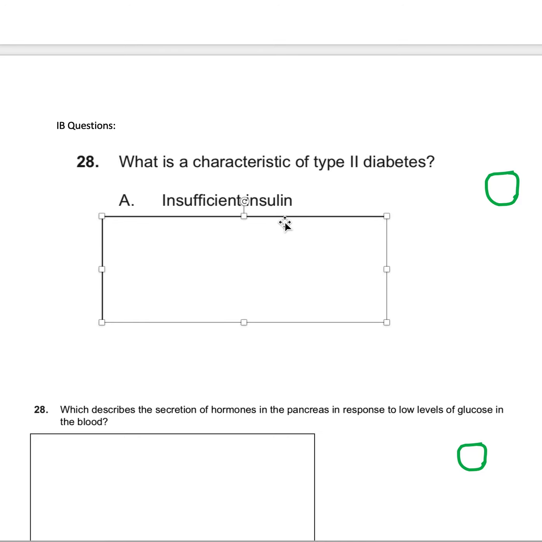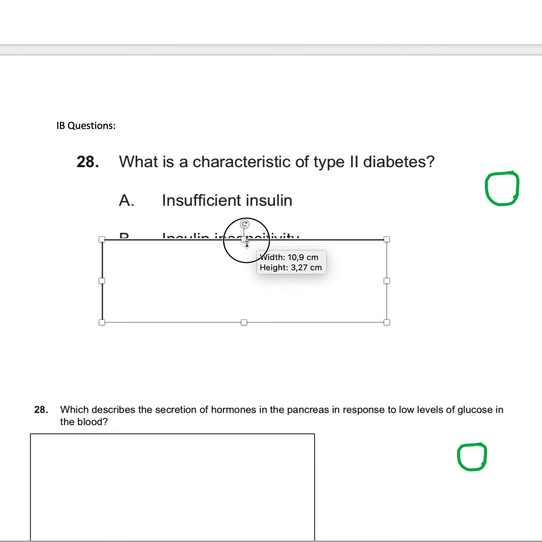A, insufficient insulin. That's not true because your body does make insulin. So there's not insufficient of it. It makes insulin, it just doesn't understand insulin, right? So A cannot be correct. Let's go to B.